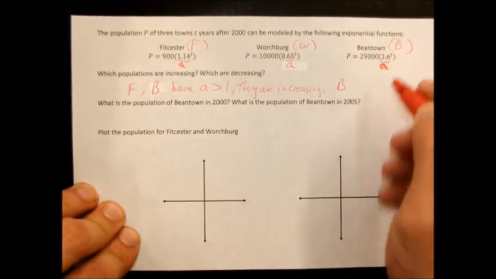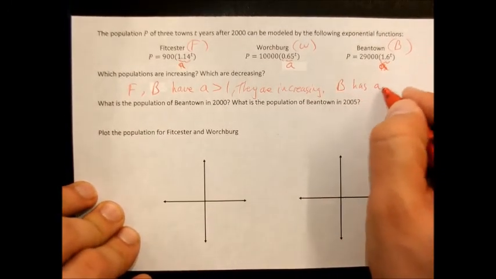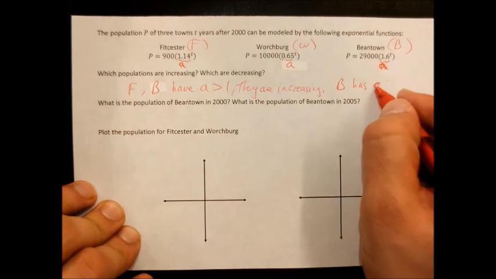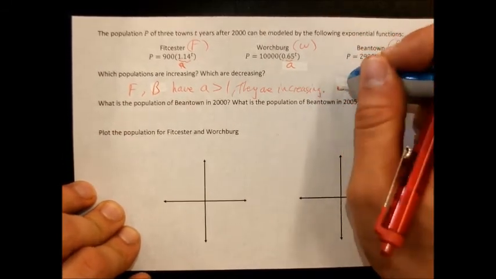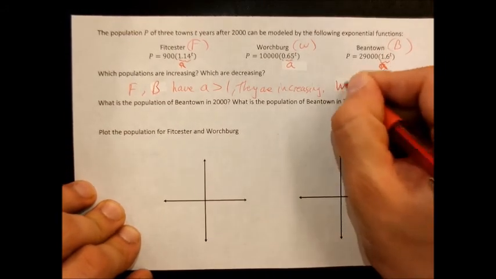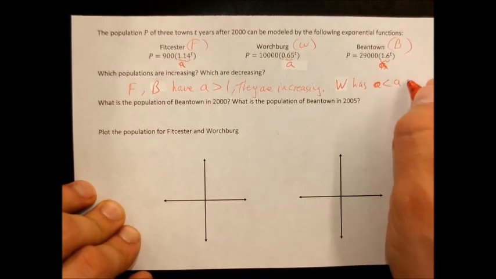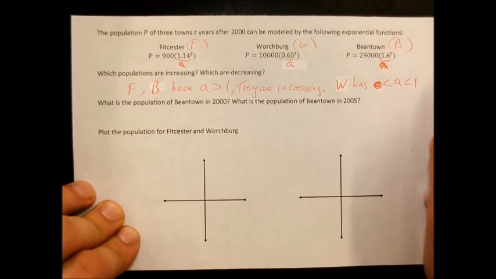And then Wartburg has an A that's between 0 and 1. And so it's decreasing.